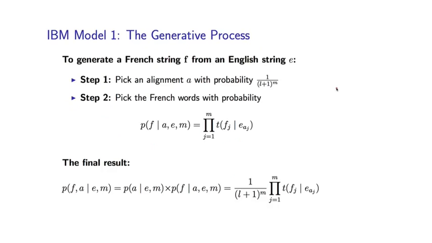So intuitively, IBM Model 1 corresponds to the following generative process. So we have some English string. So for example, we might have the dog barks. And we have some length of the English string, for example, m equals 3. So we have 3 possible French words. And so here's how we proceed. So firstly, we pick some alignment, A, uniformly at random from the space of all possible alignments. So we might, for example, pick some alignment like this.